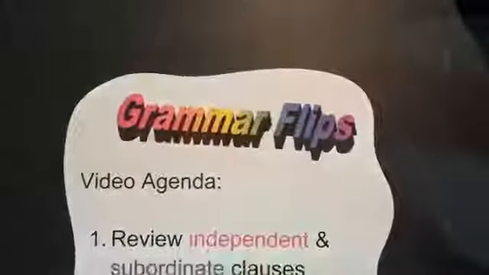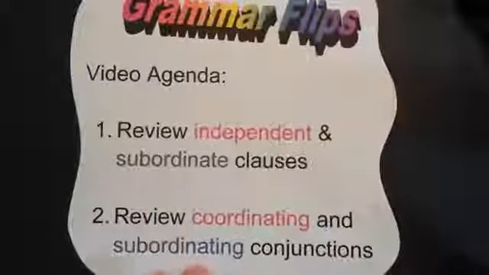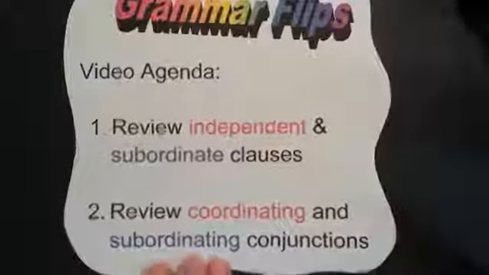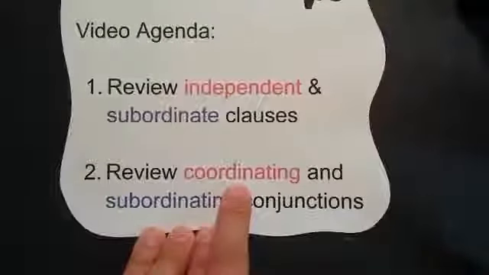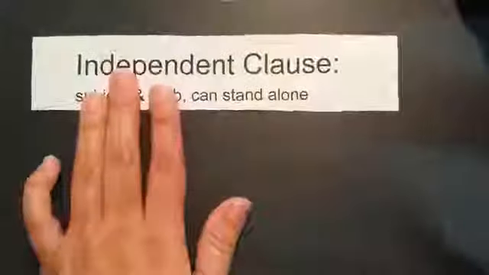Our video for today, we're going to review two things. Number one, we're going to review independent and subordinate clauses. And number two, we're going to review coordinating and subordinating conjunctions. So, the first thing, let's look at the independent clause.